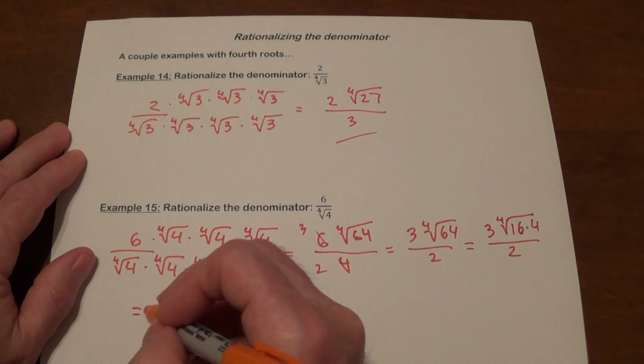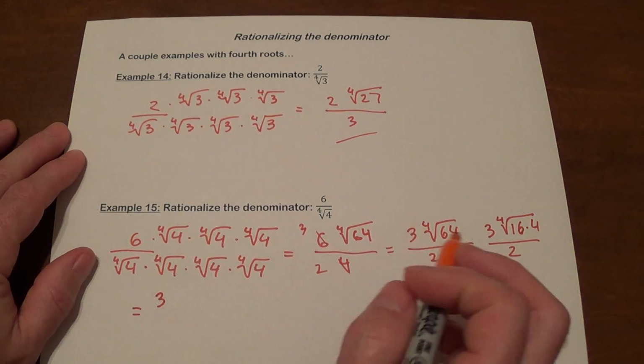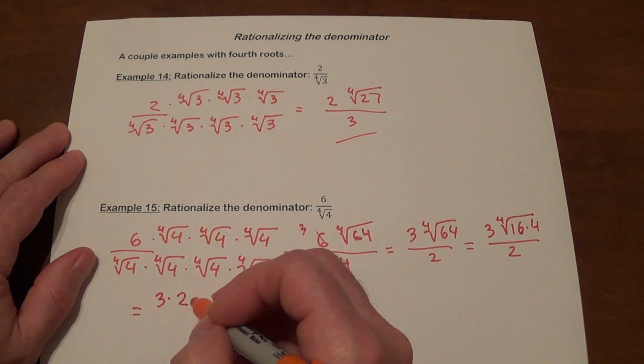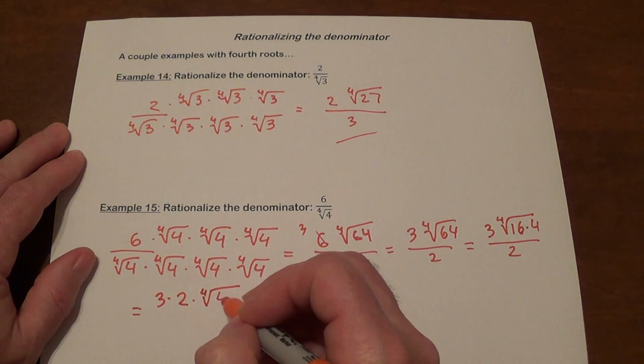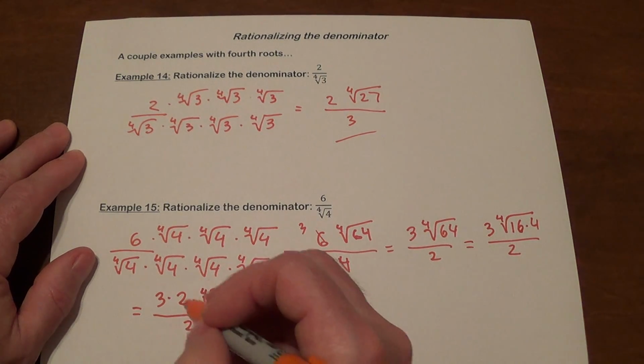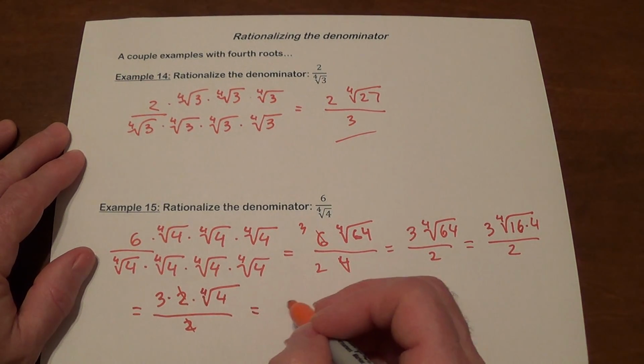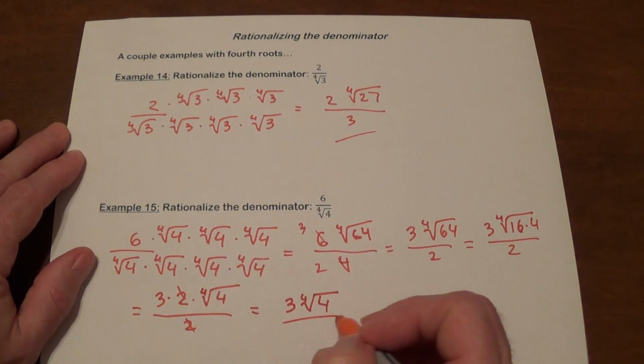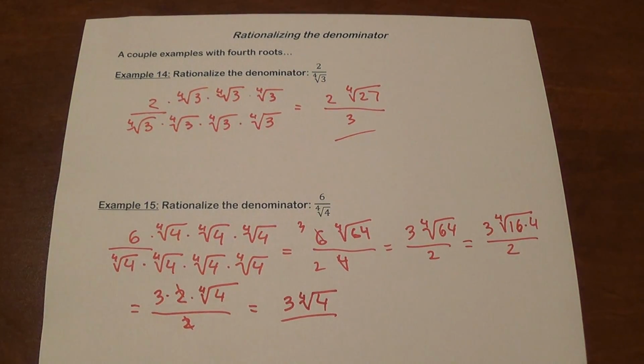So that's going to give us 3 times 4th root of 16 is 2. And then we're going to have 4th root of 4 left, divided by 2. The 2's cancel, and your answer is going to be 3 times the 4th root of 4. And that takes care of our lesson.